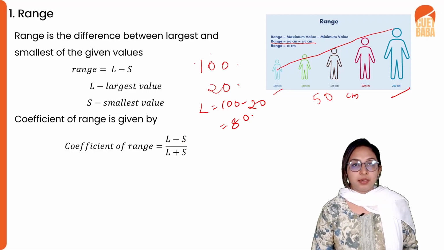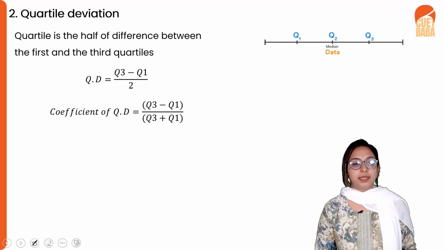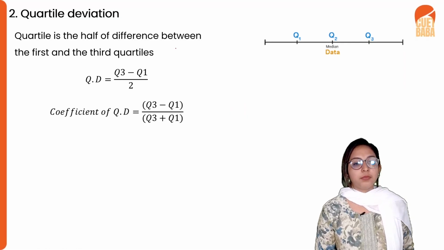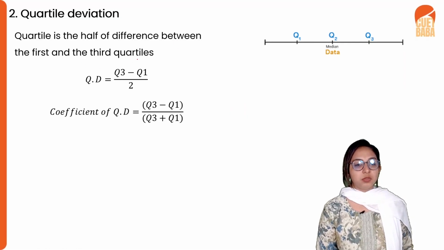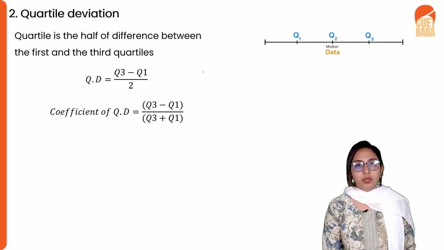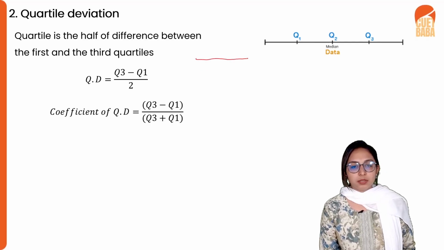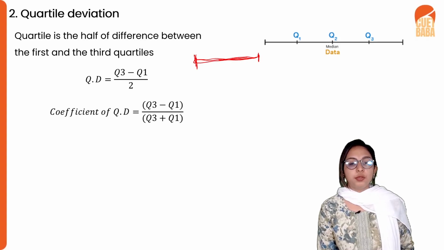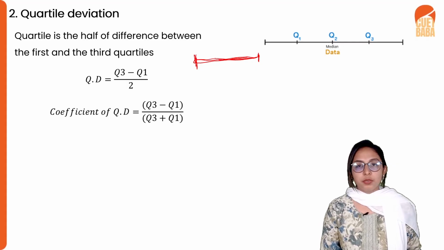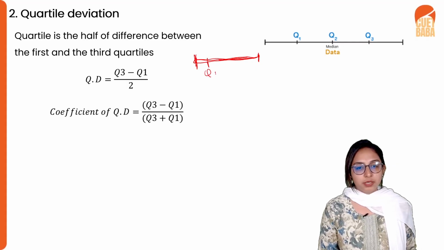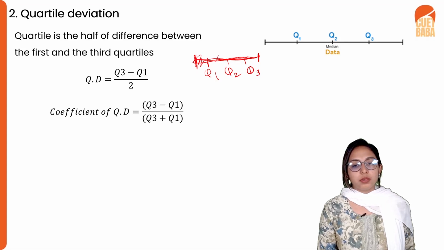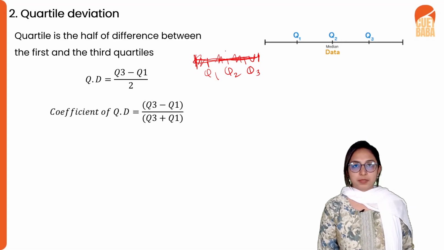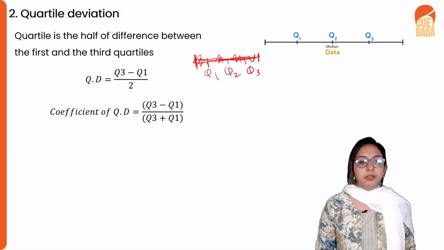Next, let us look into quartile deviation. Quartile deviation is half of the difference between the first and third quartiles. First, let us see what quartiles are. If this is the data, in quartiles we are dividing the data into 4 equal parts using 3 points, which are Q1, Q2, and Q3. See, there are 4 equal parts. These are called quartiles.